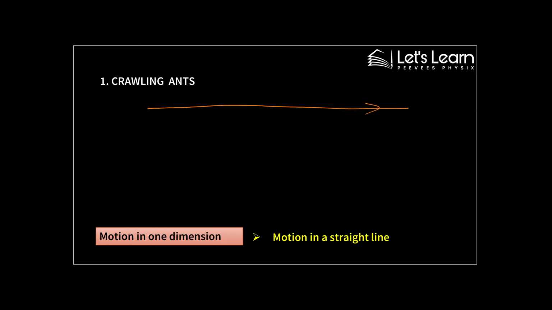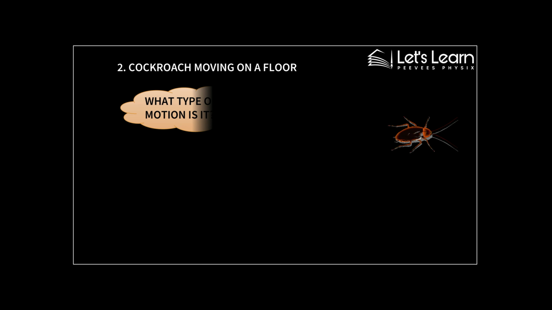We move on to different types of motions. Look at this. Crawling of ant. You can see the ant is crawling in a straight line. So this type of motion we call it as one-dimensional motion or motion in a straight line. Another example, look at the movement of cockroach on a floor. See how the cockroach is moving. Is it moving in a straight line? No, it's moving over a plane and we call it as two-dimensional motion.